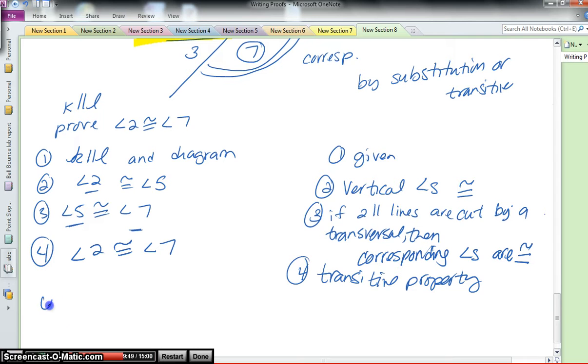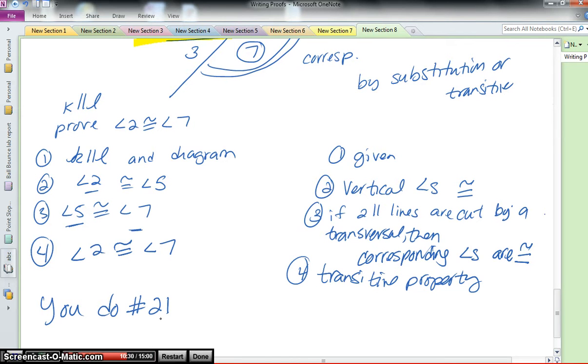You do number 21. Prove that angle 1 is supplementary to angle 7. Well, I know that angle 1 is supplementary to angle 4, don't I? We've used that a couple of times in these recordings today. And I know that angle 4 is congruent to angle 7. So please think about why.